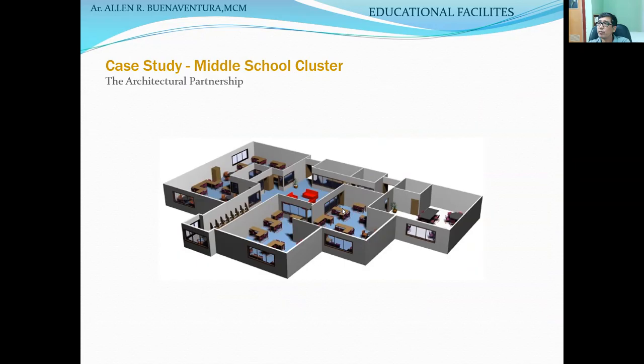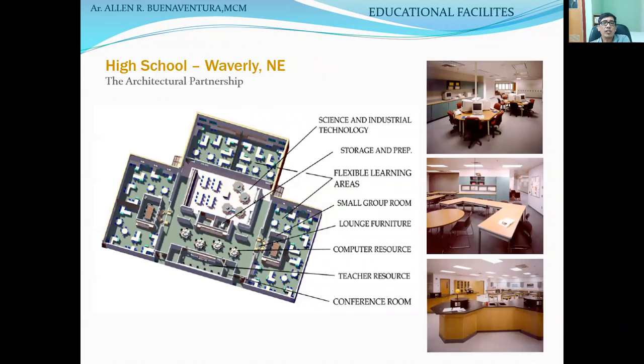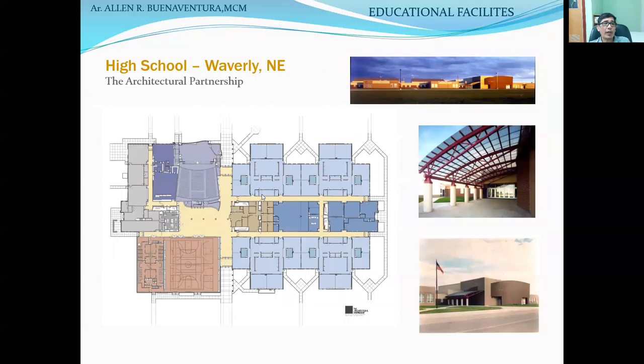No? Okay, this is another high school, the Waverly NE High School by Architectural Partnership. As you can see, the classrooms are arranged in a way that it's not the ordinary classroom anymore. So it's created into different pads, or different tables, no? So students can interact with each other while learning. So flexible learning areas, they have small group rooms, they have lounge furniture for students and faculty members. We have the teacher's resource room and conference areas for the teachers. No? So these classrooms are designed differently from our standards. This is another type of classroom by the Architectural Partnership.